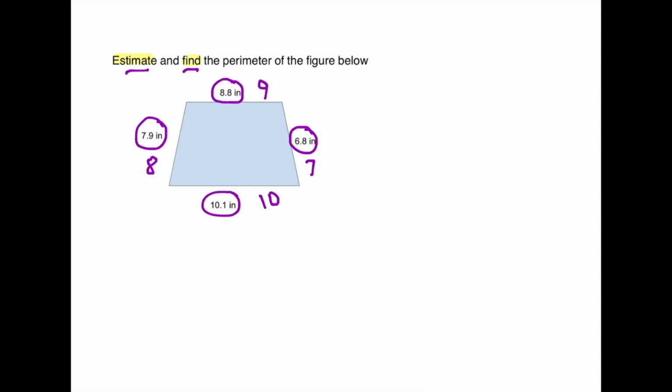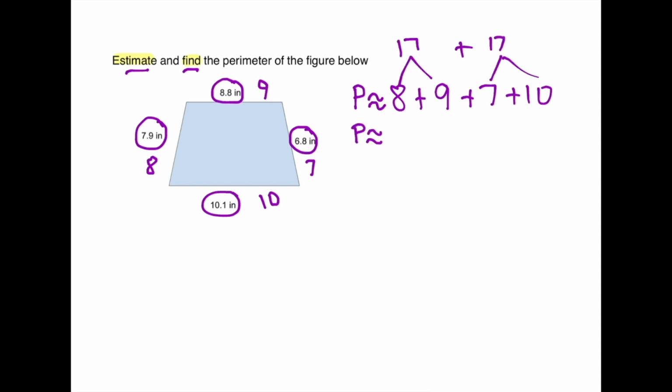Now we can find the perimeter of the rounded sides. So we can say the perimeter is about 8 plus 9 plus 7 plus 10. To do some quick math, 8 plus 9 is 17, and 7 plus 10 is 17. So the perimeter is about 34 inches.